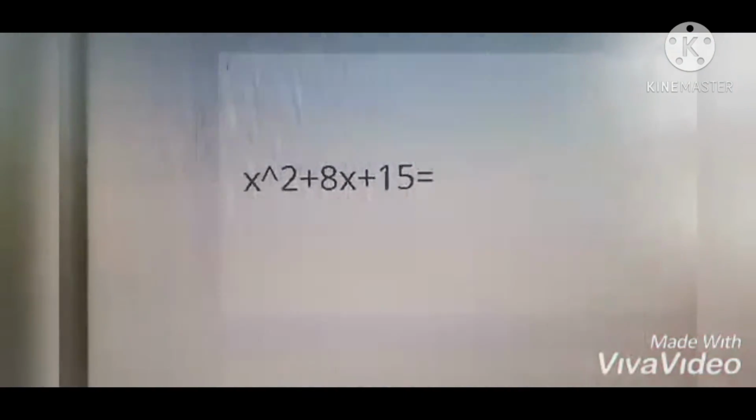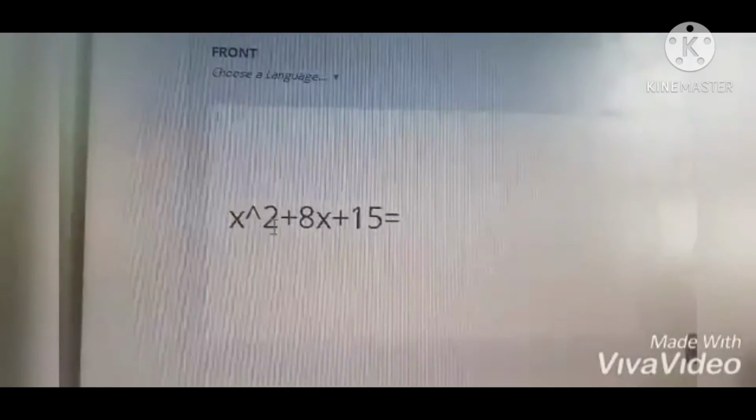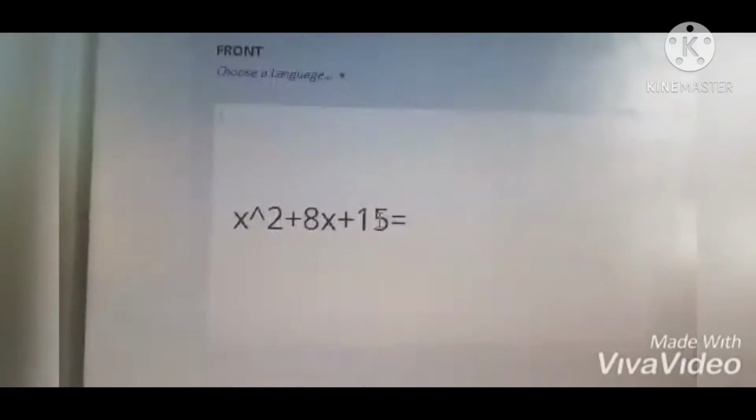Now I am going to teach you how to factor a quadratic trinomial in the form x squared plus bx plus c. For the first given, the last term is 15, 8 is the middle term, and x squared is the first term.